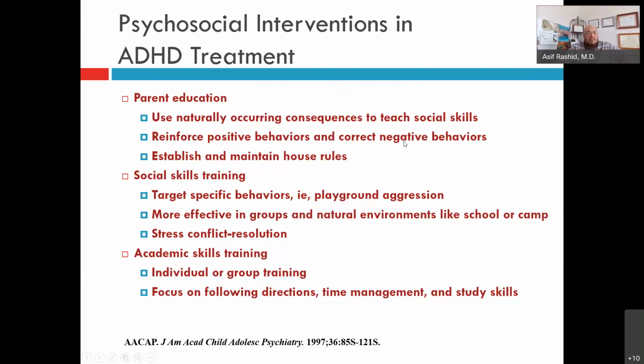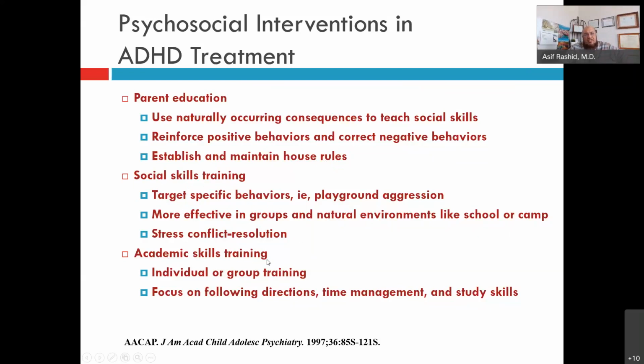Reinforce positive behaviors, correct negative behaviors, establish and maintain house rules. So this is a job of the parent, especially the bad cop at home, the disciplining parent. So that is the person that gets the brunt of work to do this, how to maintain the house rules. So we target specific behaviors, playground aggression in the social skills training. There are more effective groups, natural environments like school or camp, and the conflict resolution, obviously, stress management, relaxation techniques. These are all a part of the social skills training.